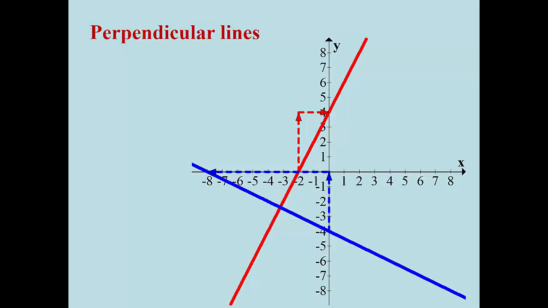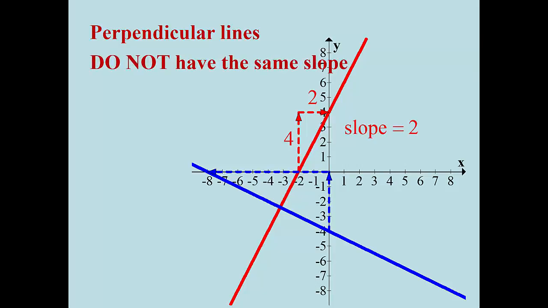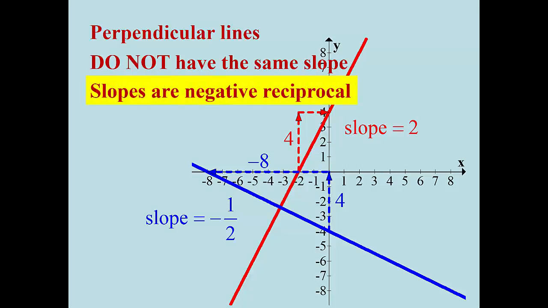Here are 2 lines that are called perpendicular. That means they meet in a right angle. The red line has a slope of 2. The blue line, the rise is 4, the run is -8. That's a -1/2. Now it may not be evident how these 2 numbers are related, but do you see that they're negative of each other and they are reciprocals, 2 and 1/2.